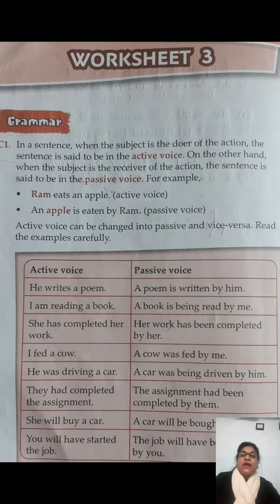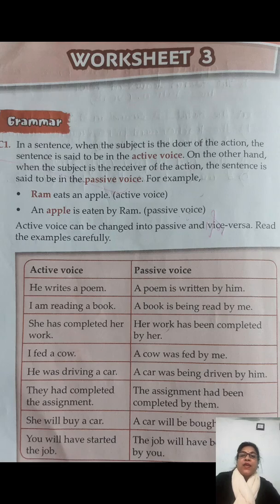She has completed her work. So has is the present perfect. So, her work has been completed by her. I fed a cow. Fed is in past form. A cow was fed by me. A cow, again it is in singular form. So the be verb will be was.